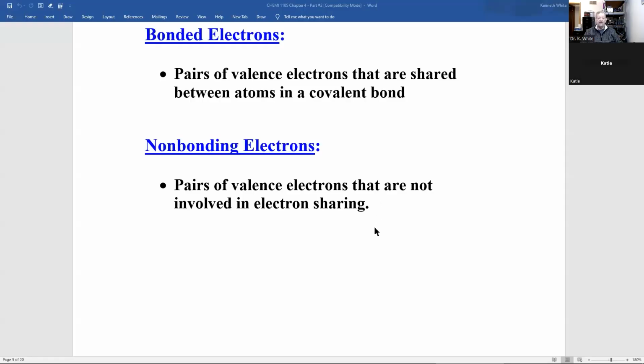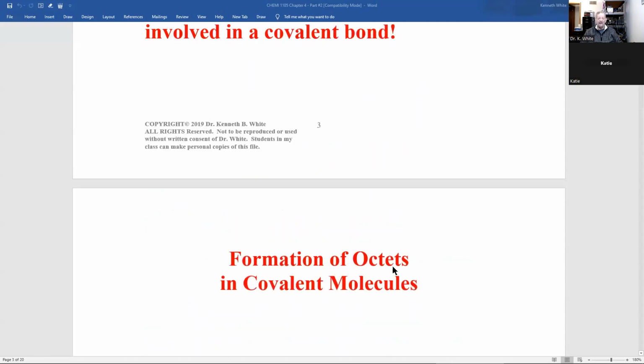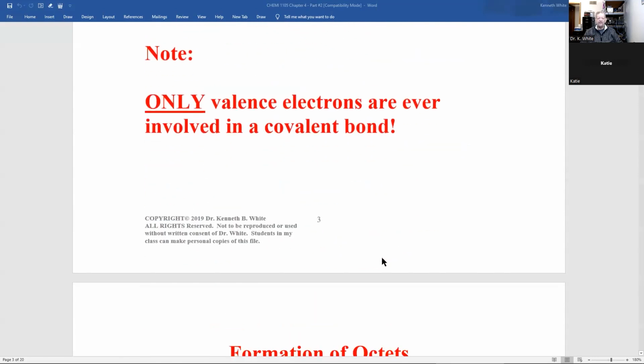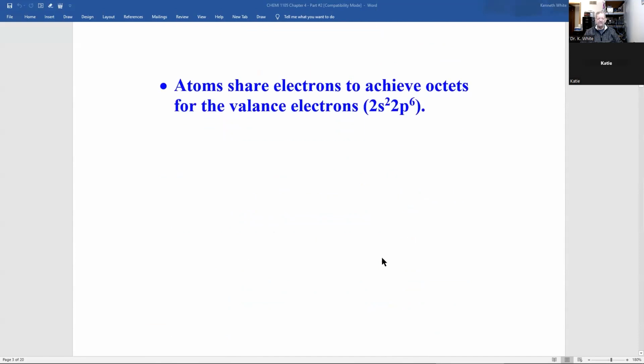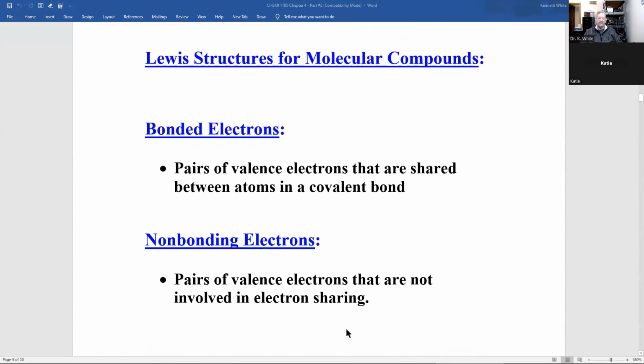All right, well, in that case, let's go back to chapter 4. And we're talking about covalent bonding and how to draw the Lewis structure. And I just did hydrochloric acid. Let me do it again.